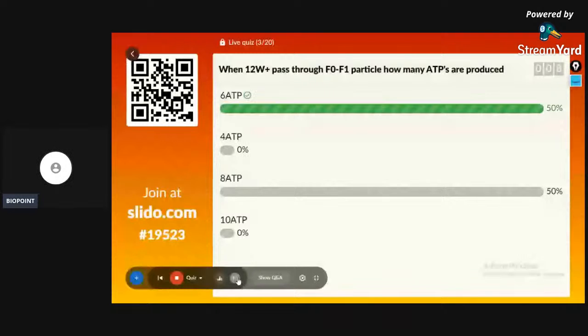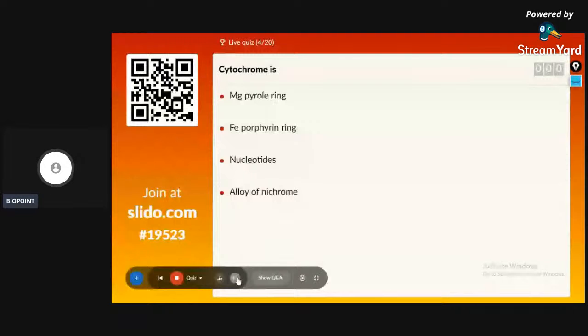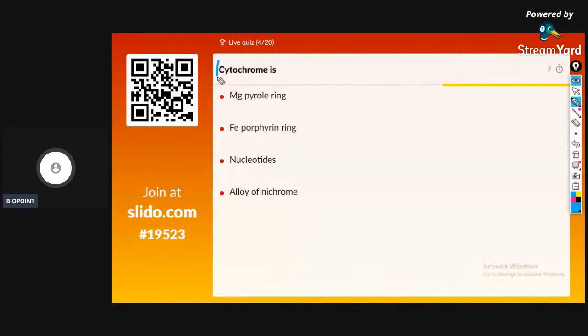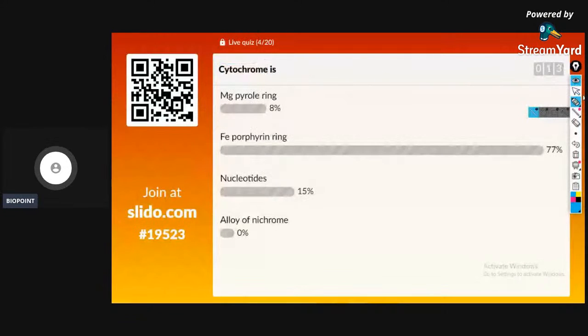Fourth question on the screen. Cytochrome is magnesium pyrrole ring, iron porphyrin ring, nucleotide, or alloy of nichrome. The question is all about cytochrome. It is a kind of an electron acceptor molecule. Am I right? So let's check what is the correct answer for the question. Yes, very good. It is an iron porphyrin ring.